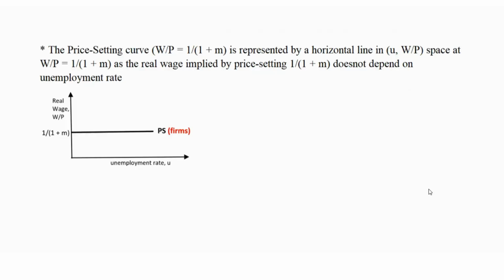So now why do we plot it as a horizontal line at this point? That's because the real wage implied by price setting, which is 1/(1+m), does not depend upon the unemployment rate.